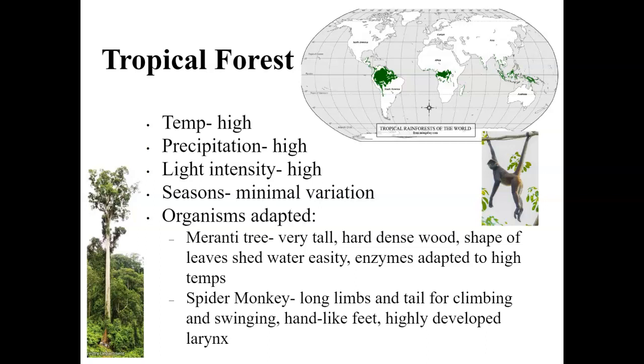It also has a highly developed larynx, which allows it to make a lot of calls. The larynx is like the voice box. A lot of calls throughout the canopy, throughout the trees, to be able to communicate with other spider monkeys.